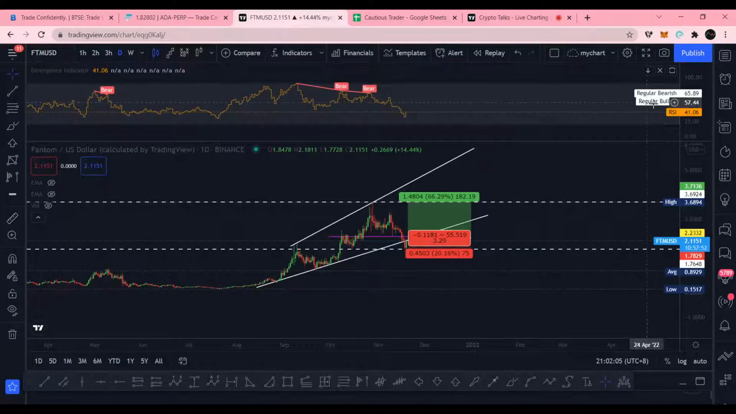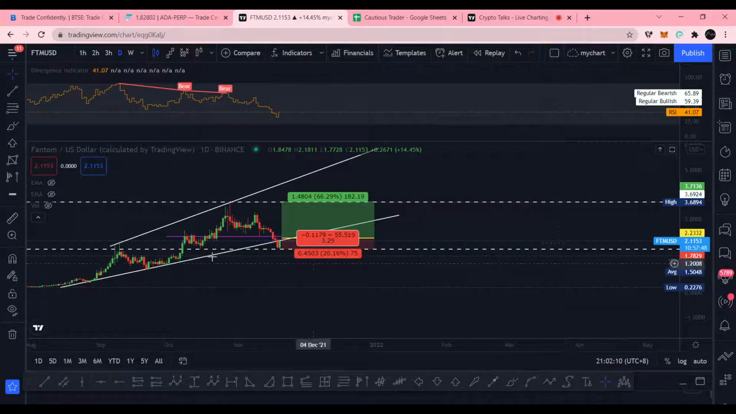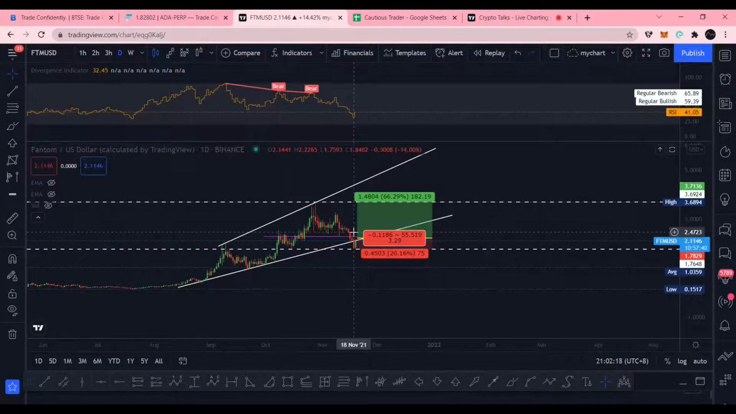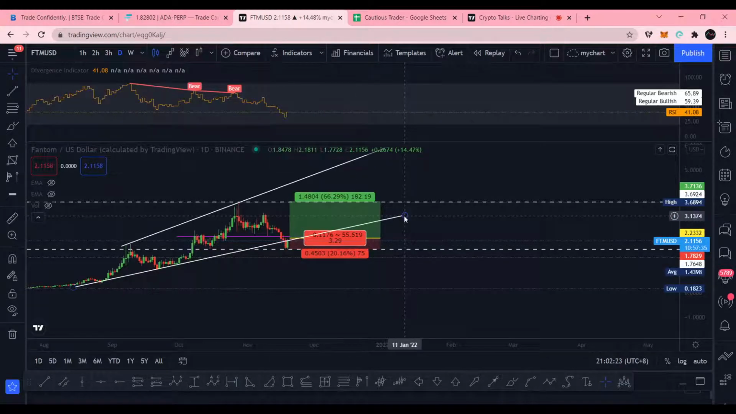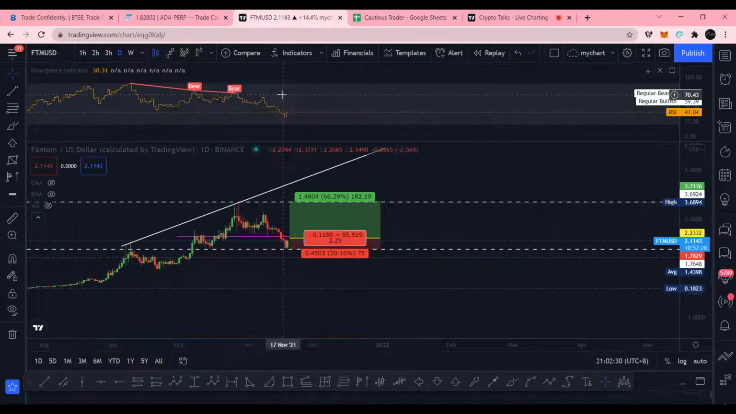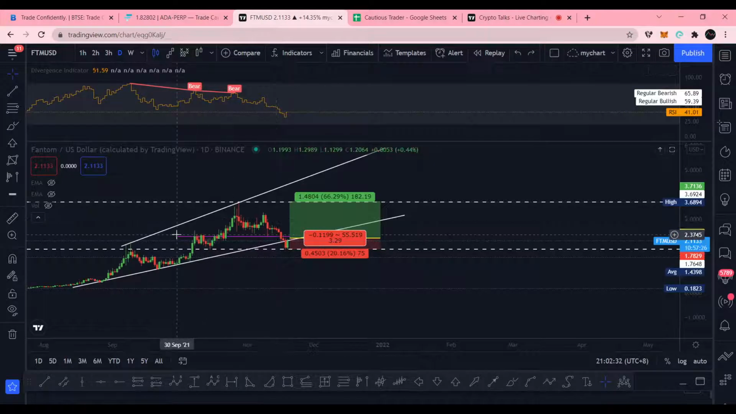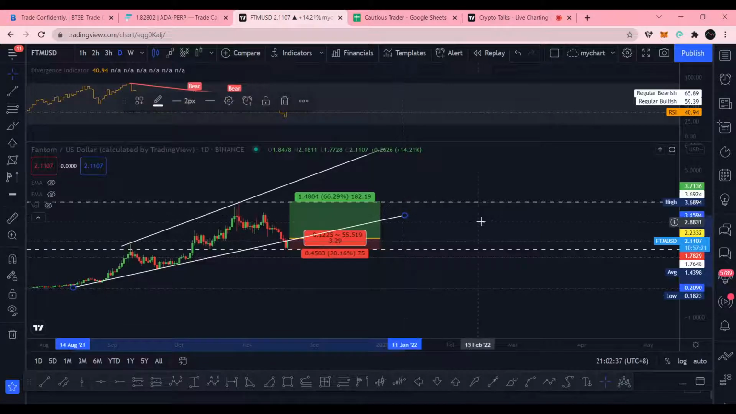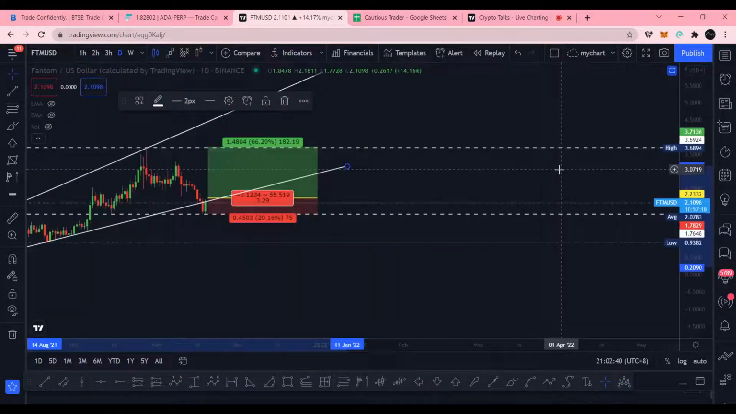However, as you can see, it's already below the regular bullish one, which is the 59 area. So I'm already expecting a possible bounce from here, and possibly continue if it at least holds and flips this current resistance trend line, which will become our support area.